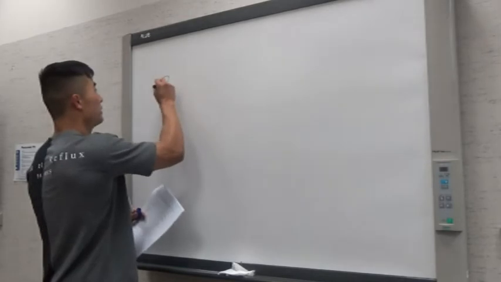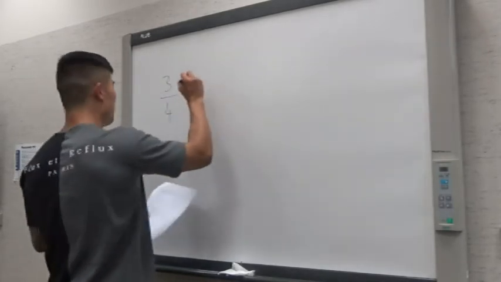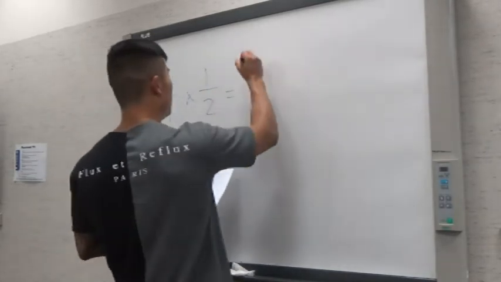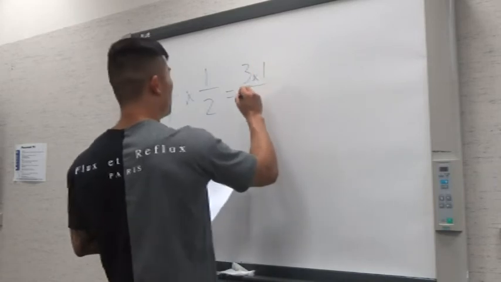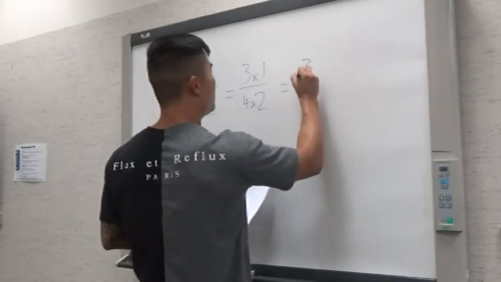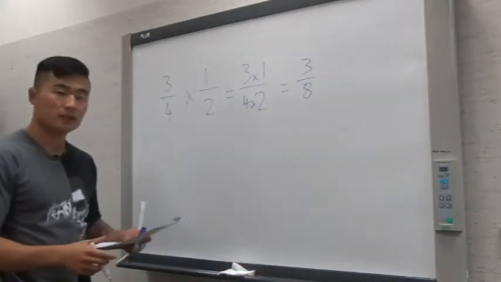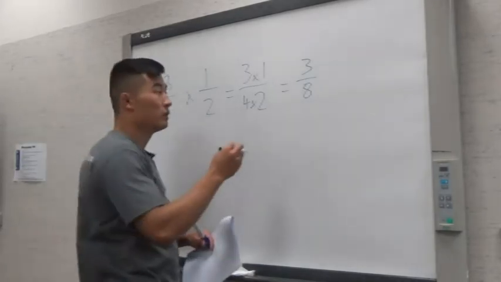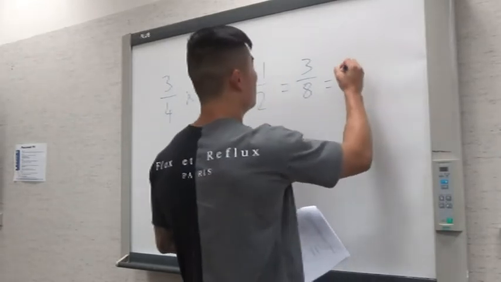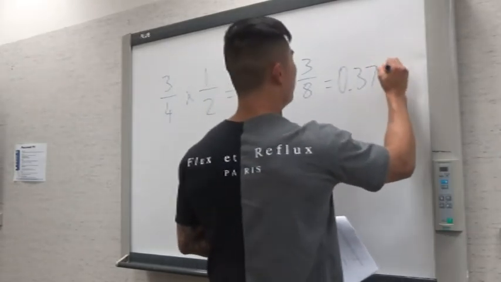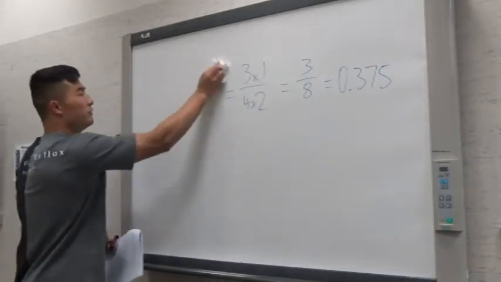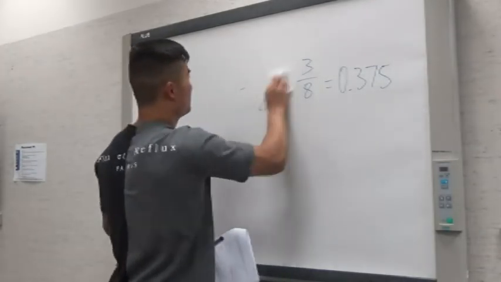Number 2, 3 quarters multiplied by 1 half. Again, we're just going to multiply the numerators, 3 times 1, and multiply the denominators, 4 times 2. That's going to be 3 over 8, which is 0.375.